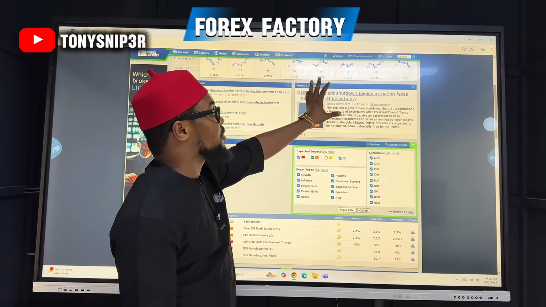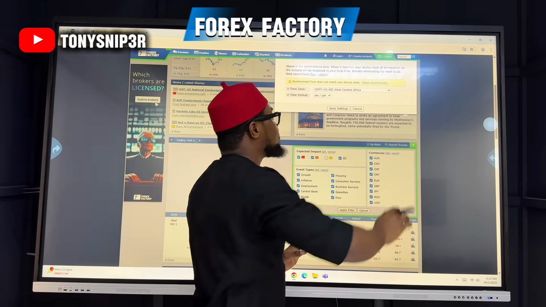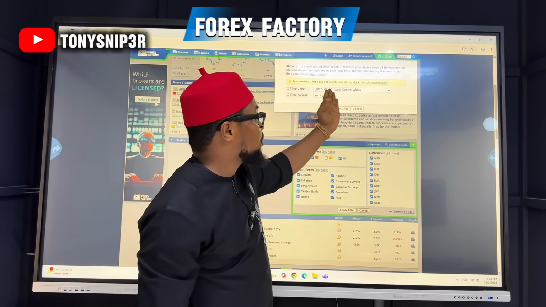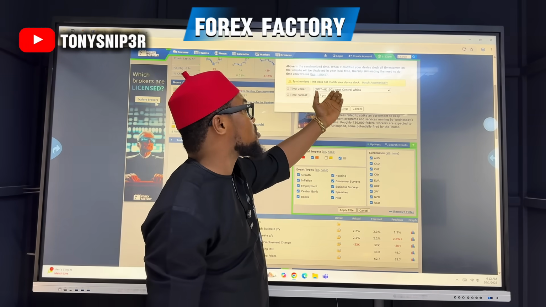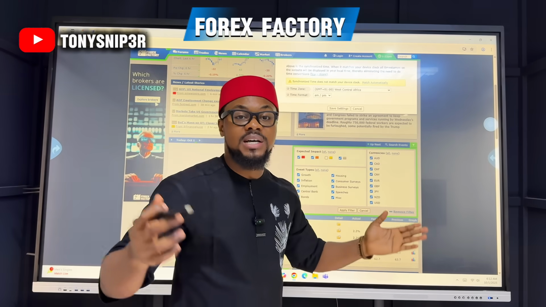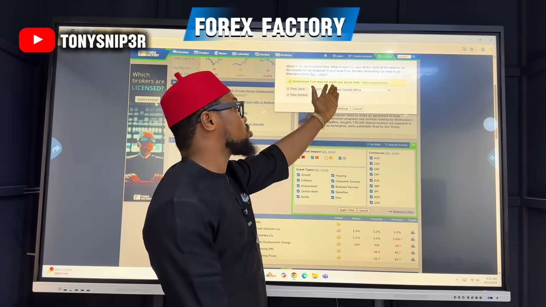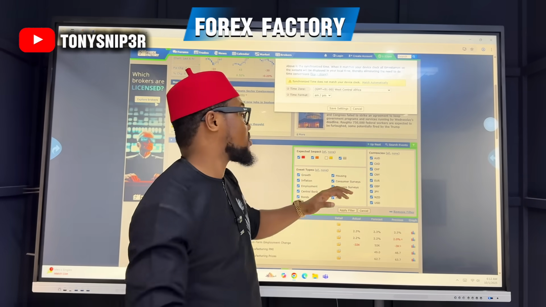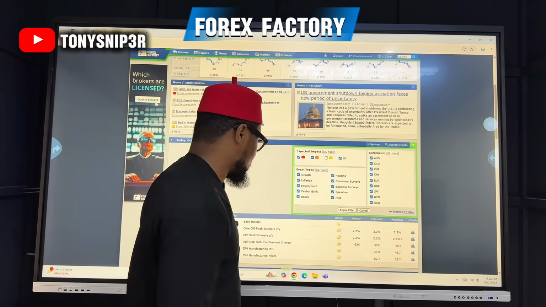Make sure you've already created your account. Make sure the time zone is on your time. You can see I stay in Nigeria, so I'm using West Central African time. If you stay in US, Canada, Switzerland, wherever you stay, make sure this time is exactly your time zone. Then what do you do? You save settings.